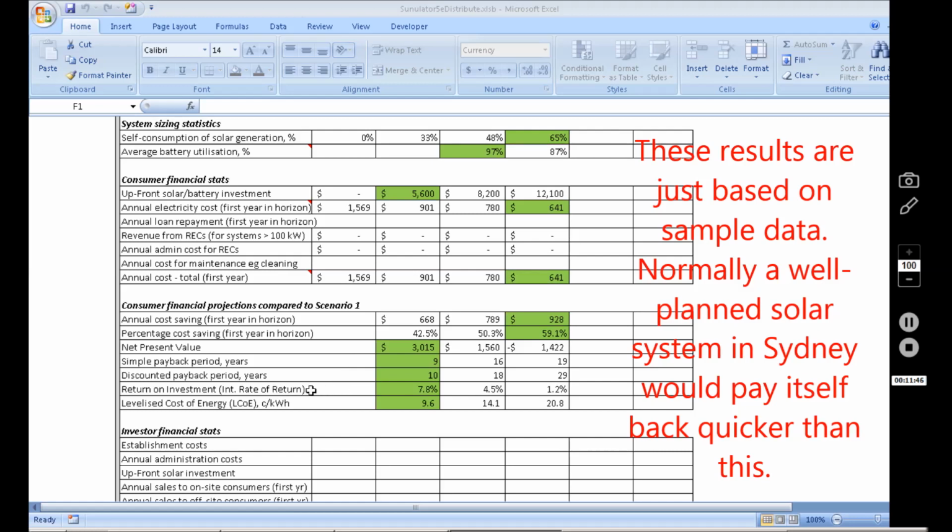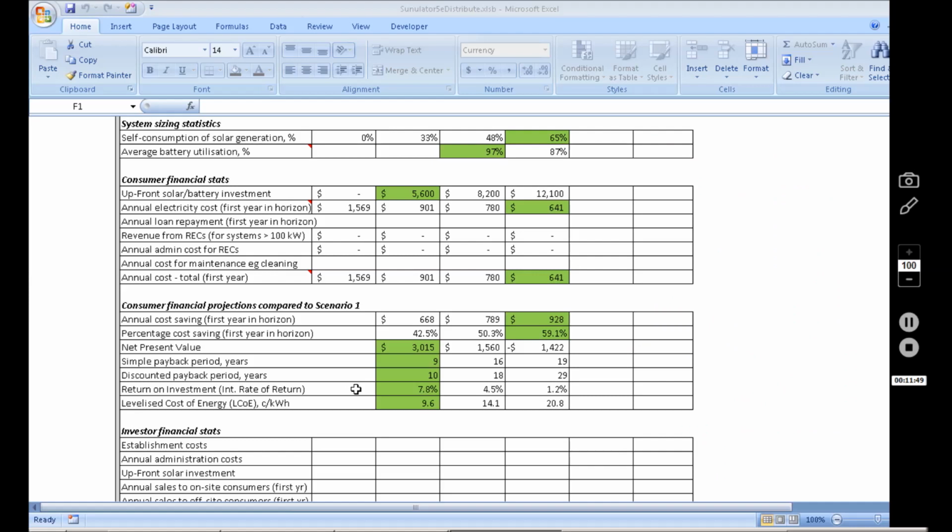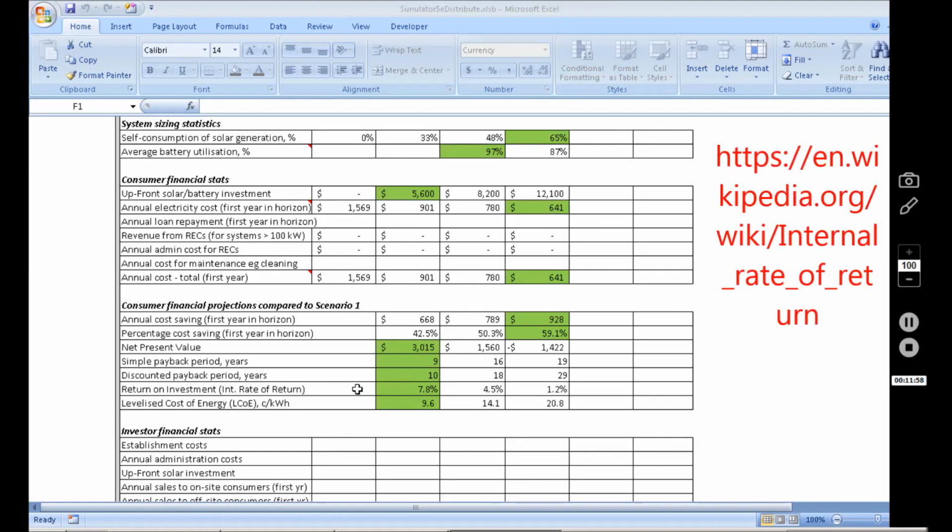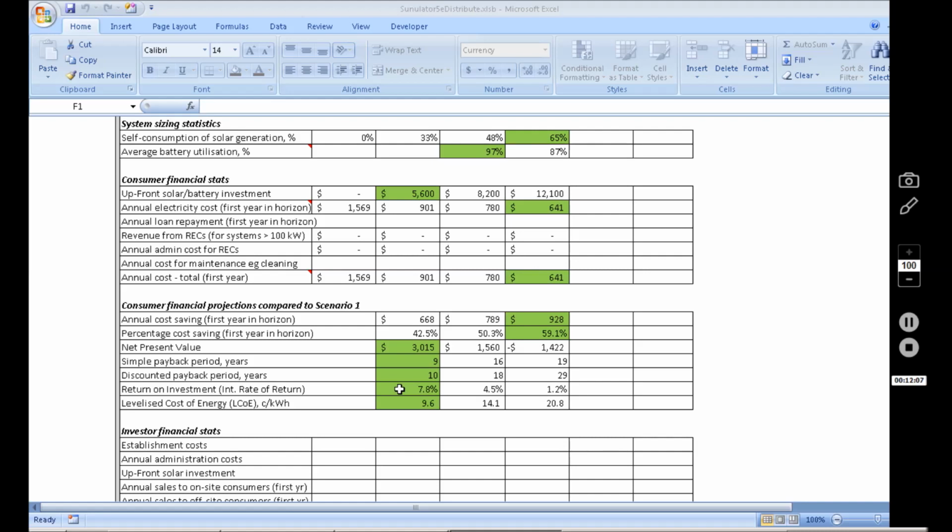Return on investment is using the internal rate of return calculation, which is kind of like the net present value, but it's working out an equivalent interest rate for a financial investment. So we're saying a 7.8% return on investment for the solar system with no battery. So you could use that as a comparison rate against putting your money into a term deposit at the bank that paid you 7.8%, and there was no tax on your interest. And because with the solar system, there's no tax on your bill savings.